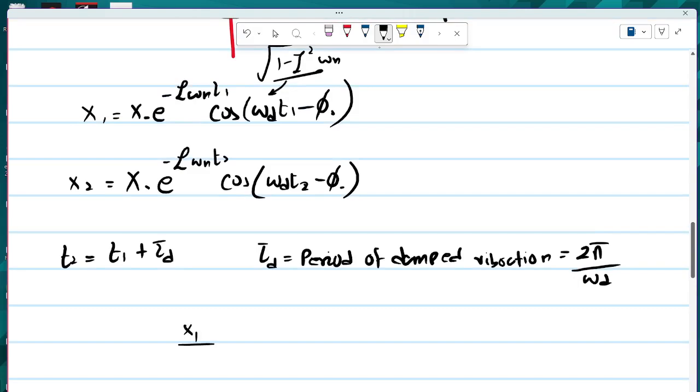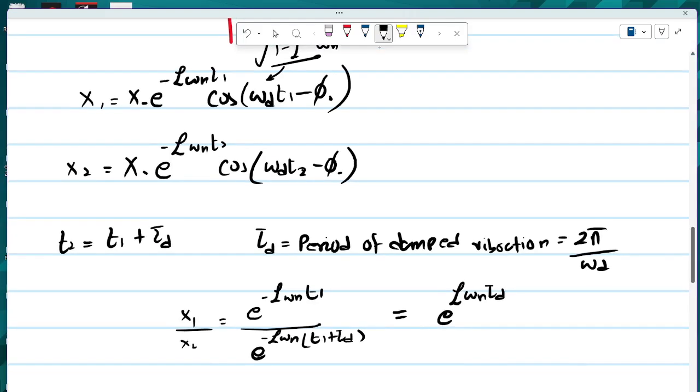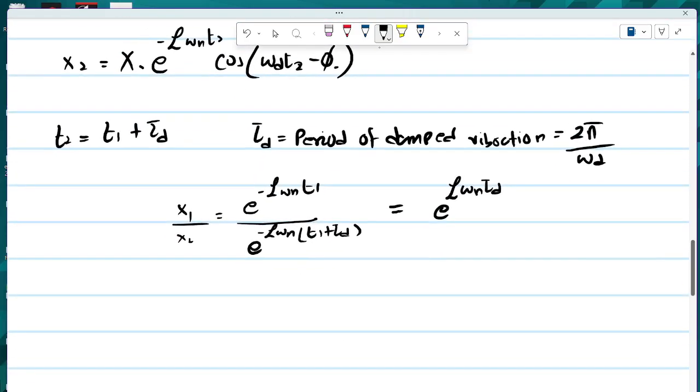So x1 over x2 will be equal to e to the power minus damping ratio omega n t1 divided by e to the power minus damping ratio omega n t2, so we can write it as t1 plus tau d, and we can simplify it as e to the power damping ratio omega n times the period of damped vibration. So that's the value of the ratio between the two successive positions at different times.